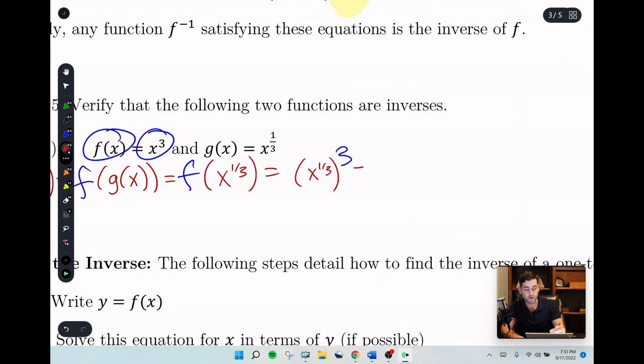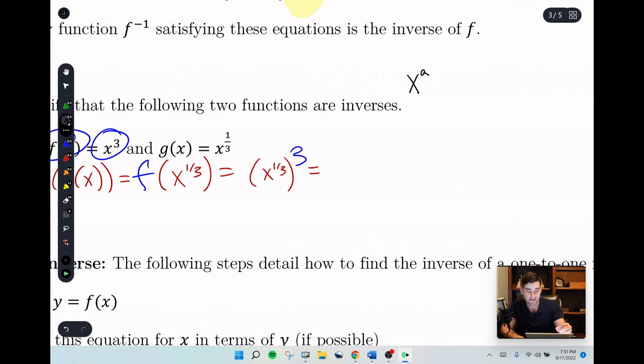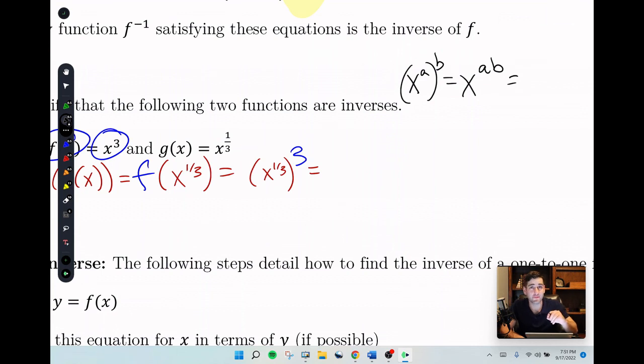And then if we just follow some algebra, an important side note, the power of a power rule: x to the a to the b is the same thing as x to the ab. It is not the same thing as x to the a plus b. I get that a lot. That's the product. These two things are not the same. I know it's confusing to look at because they look so similar.